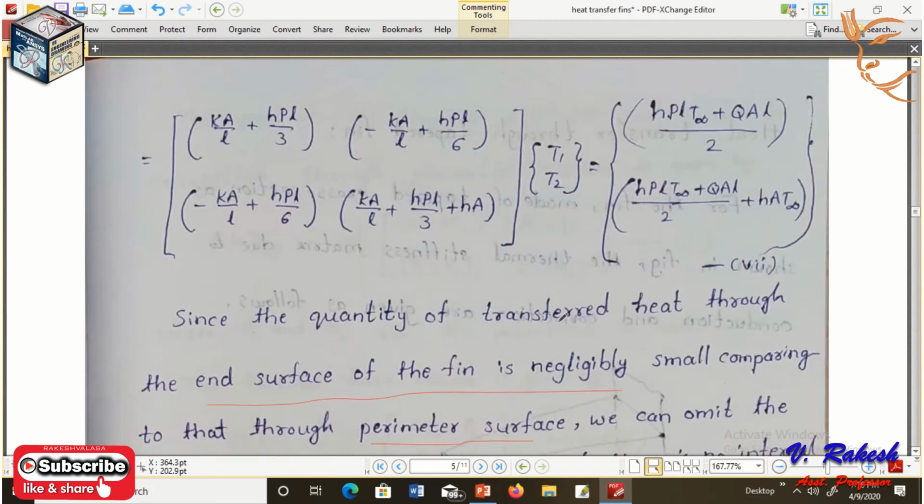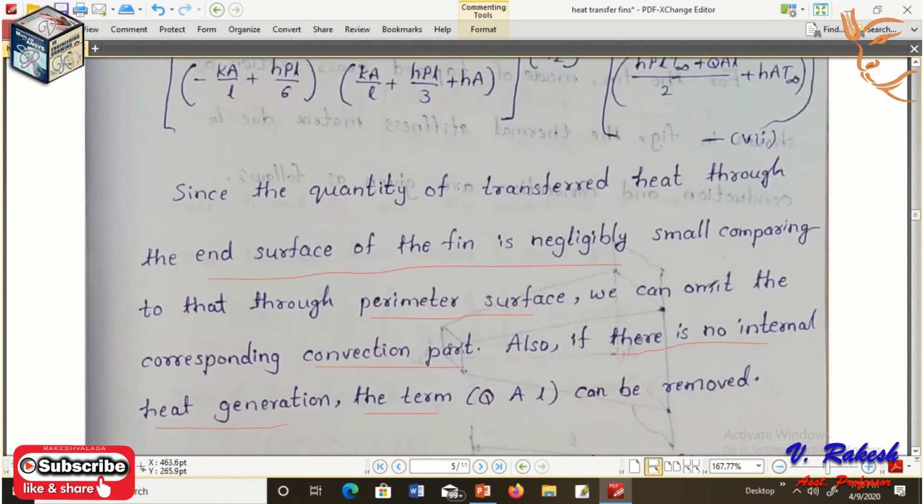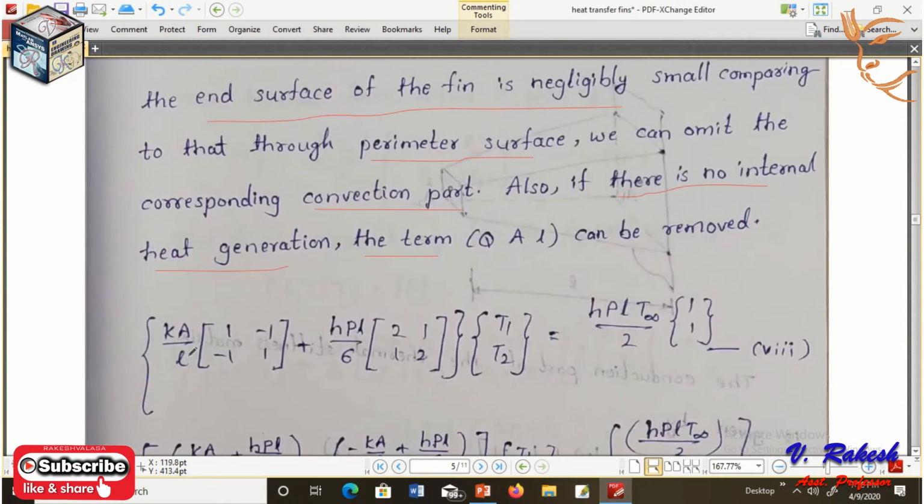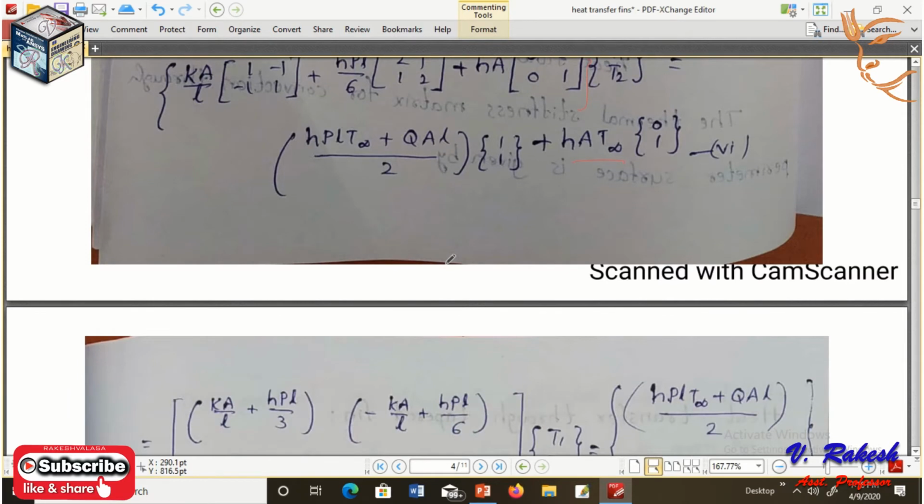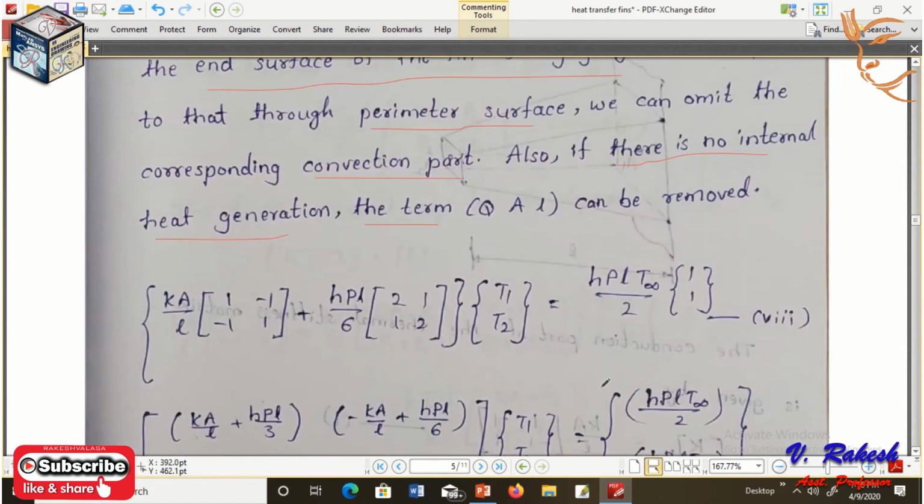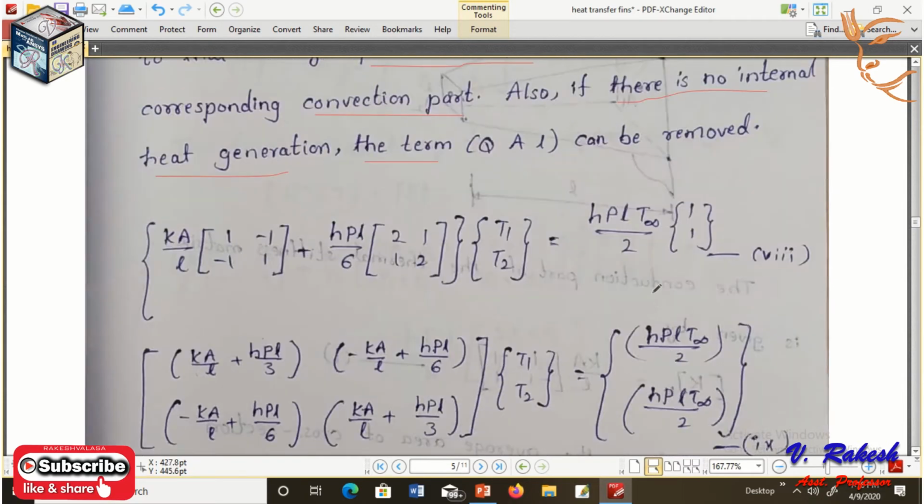Now simplify above seventh equation. We can get Ka by L 1 minus 1 minus 1 1 plus HPL by 6 2 1 1 2 T1 T2 equal HPL by T infinity by 2 1 1. This term is also negligible. Finally, we get HPL by T infinity by 2 into 1 1.